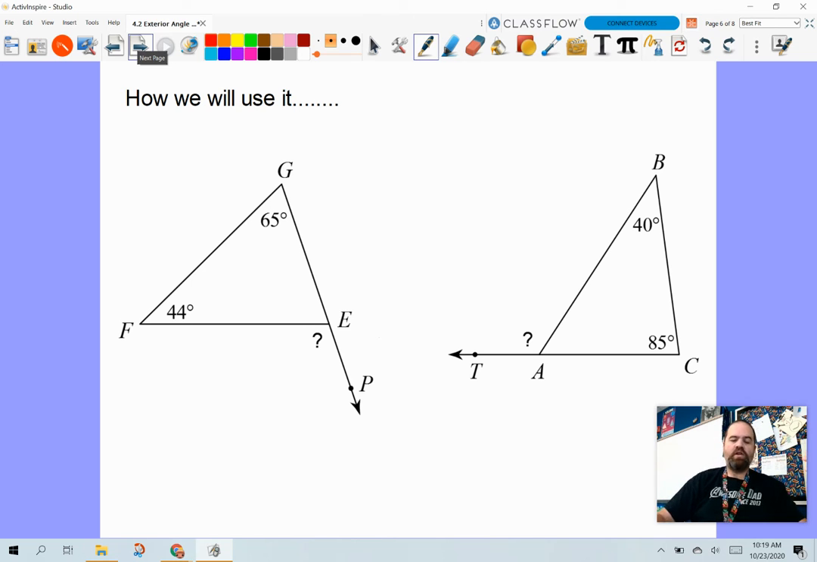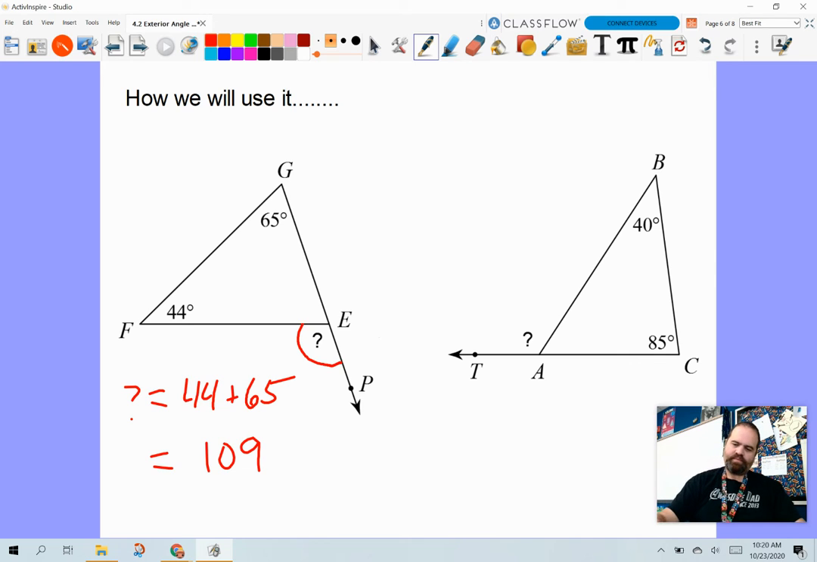So what I'm asking you to do here is I want to know the measure of this exterior angle. The exterior angle is equal to the two on the inside. So I know that my angle on the outside is equal to the two on the inside just added together. Grab your favorite computational device. That's 109.